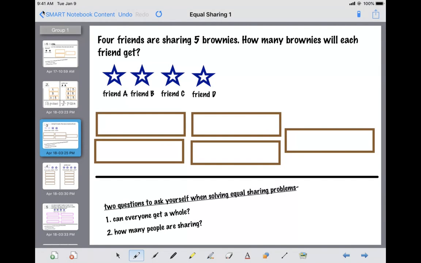Let's try another problem. 4 friends are sharing 5 brownies. How many brownies will each friend get? If you take a look at my representation of the problem, I have 4 friends. I've labeled them friend A, friend B, friend C, and friend D. And I've shown the 5 brownies with 5 rectangles. So before I solve, I'm asking myself, can everyone get a whole? If there's 5 brownies and 4 friends, everyone can get a whole. And how many people are sharing? There are 4 friends sharing. I'm ready to solve my problem in 2 different ways.